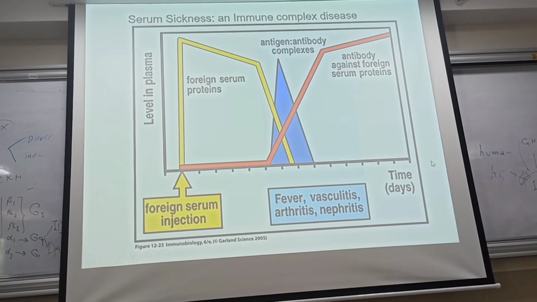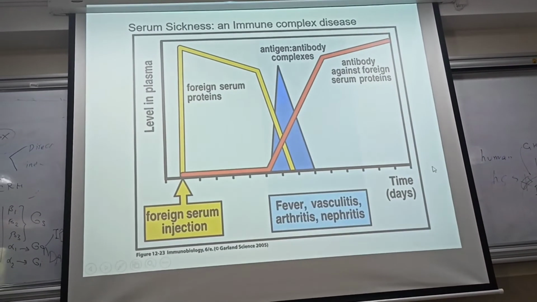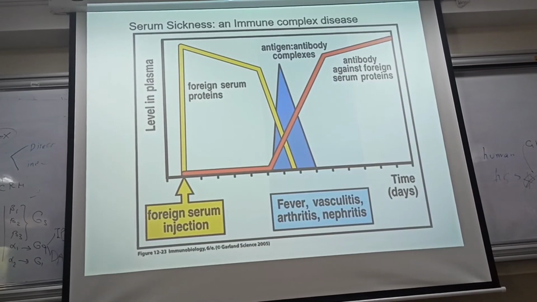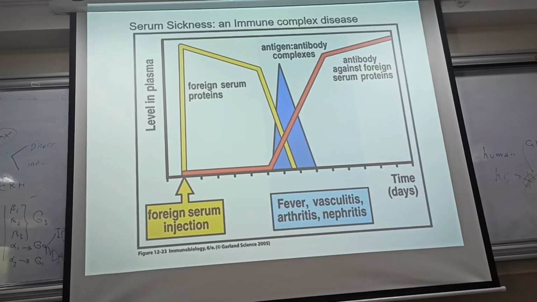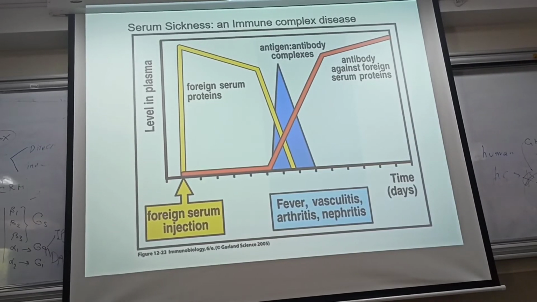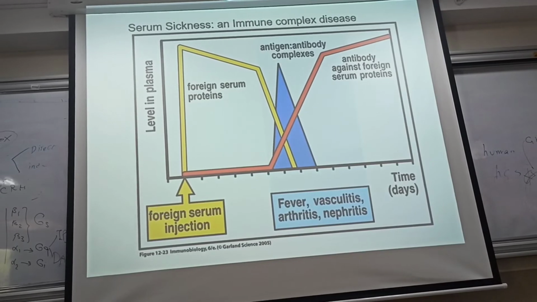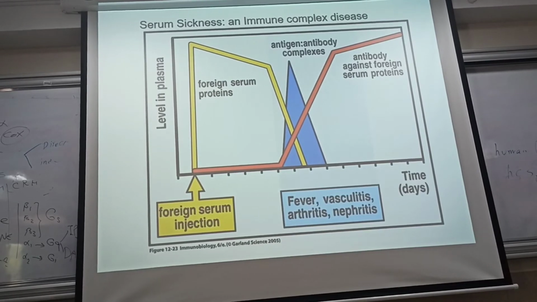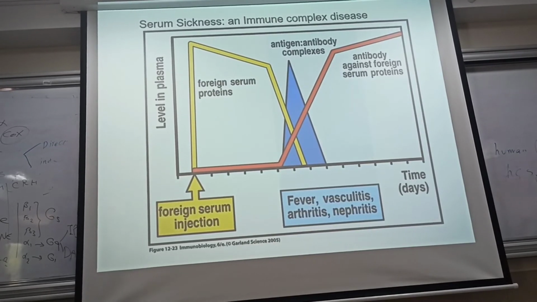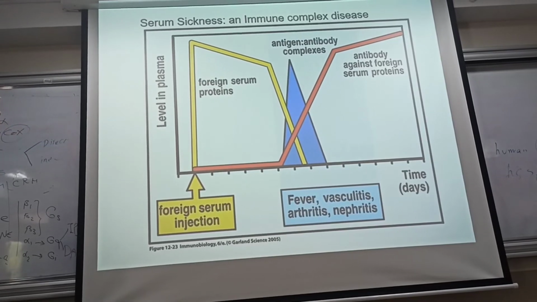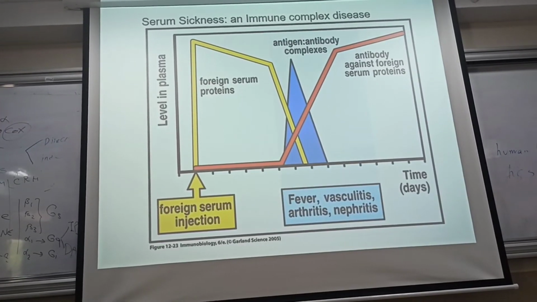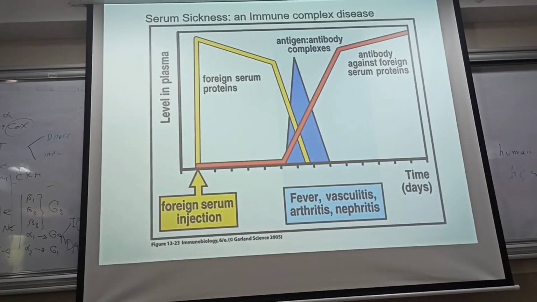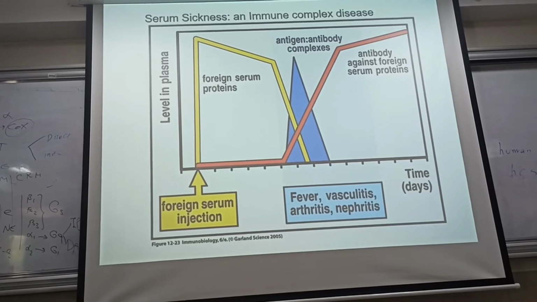Here we have type 3 reactions, or serum sickness. Sometimes we may prepare serums from horses and use them in humans. And due to these reactions, it's called serum sickness. The other name is antigen-antibody complex, or type 3 reactions.